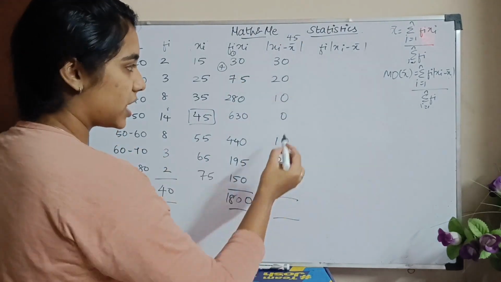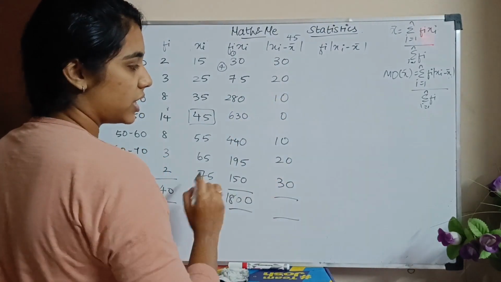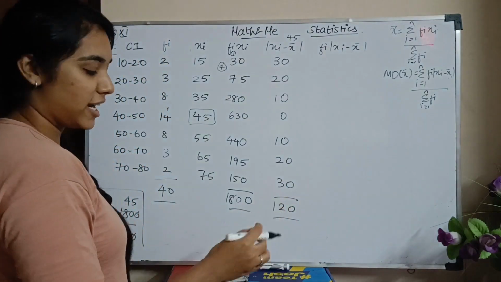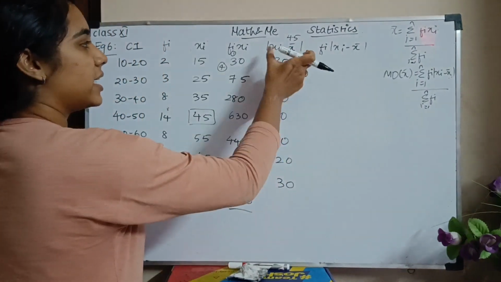Okay, minus. Correct? If I add, 30 plus 30 is 60. 60 plus 40 is 100. 100 plus 20 is 120. But I need not add this, because that is not needed. So I will not add this. Now I have to multiply by fi.